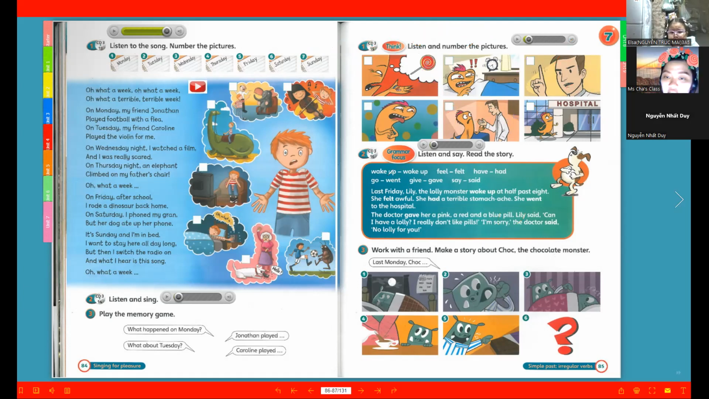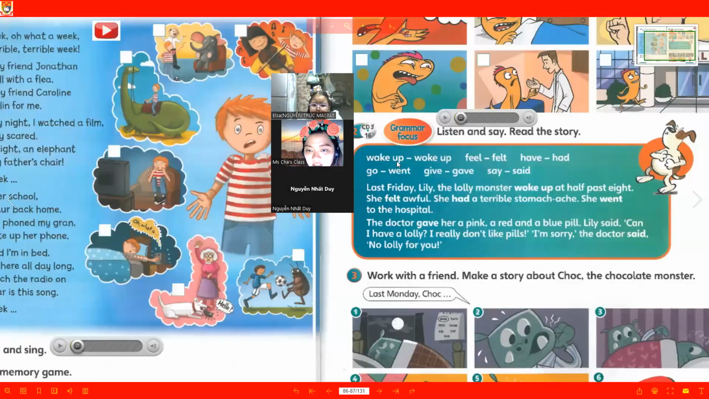So we also have here this wake up. Wake up. Past tense is... Wake up. The past tense is, can you see teacher's screen? I can see the book. Yeah, this one. Wake up. The past tense is woke up. Yeah. Feel, felt. Have, had. Go, give, have. Say. What can you say about their past tense? What did you notice?